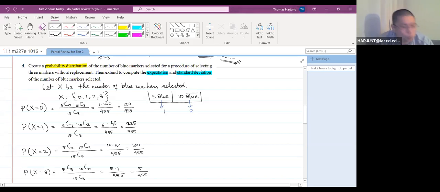Now, at this point, use your calculator. Try to make sure that the total is 1. So at least when you add these fractions, 120 plus 225 plus 100 plus 5, can you confirm that this is 455? I think I made a miscomputation somewhere, because this does not give 455.